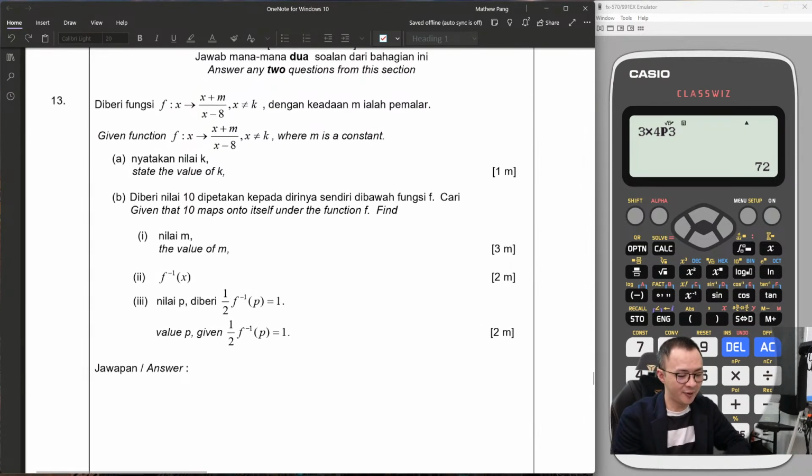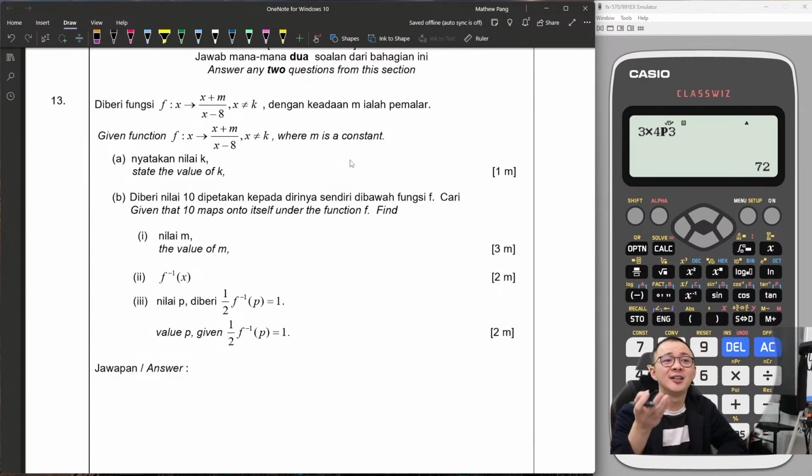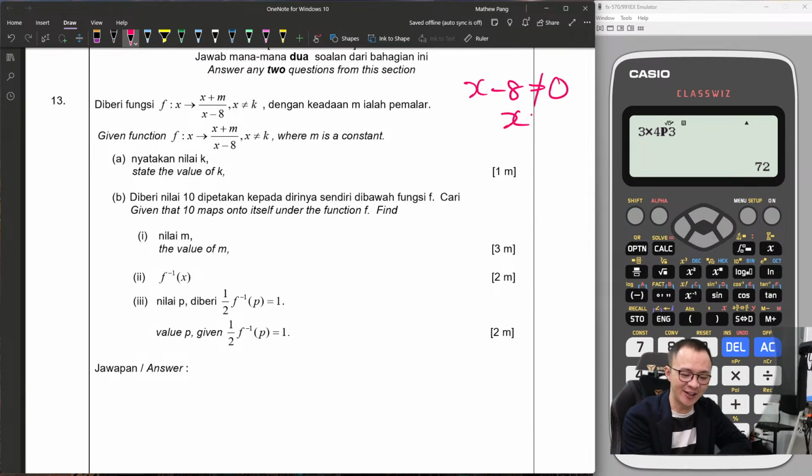Okay, yeah, this one, x cannot equal k. In this case, for any fraction, the only constraint I know is that the denominator cannot equal 0. That means x minus 8 cannot equal 0, right? So x cannot equal 8. So therefore, k is 8. Okay, simple.